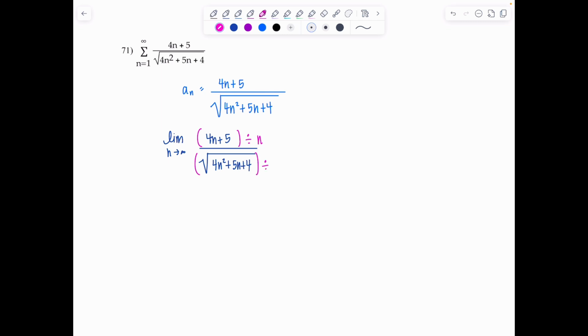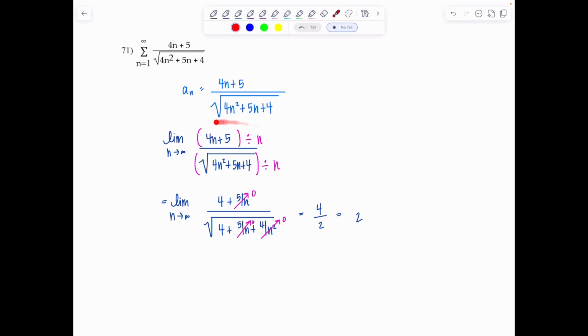That's the highest power from the denominator, not n squared. So this is the limit as n goes to infinity, 4 plus 5 over n. And then remember, it becomes n squared in the denominator when I put it under the radical. So this is 4 plus 5 over n plus 4 over n squared. So then 5 over n goes to 0, and so does 4 over n squared. And I'm left with just 4 over square root of 4. So this is 2.